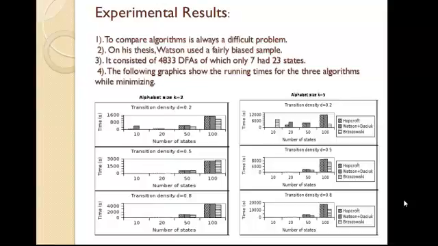Experimental results. To compare algorithms is always a difficult problem. In his thesis, Watson used a fairly bad sample. It consists of 4,833 DFAs, of which only 7 had 23 states. The following graph shows the running time for the three algorithms while minimizing.